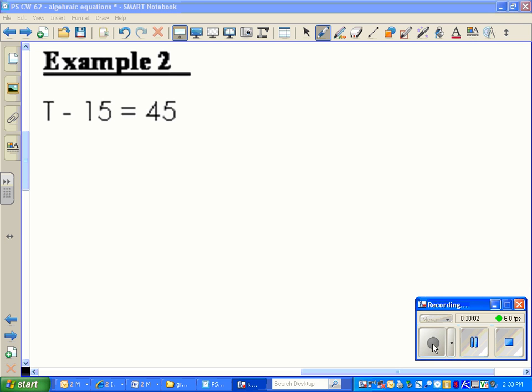Okay, so example number 2, t minus 15 equals 45. What is the unknown? T. How am I going to get the t to be alone so it can call Mr.? How do I do that? Hands, how do I do that? Eric, nice and loud.